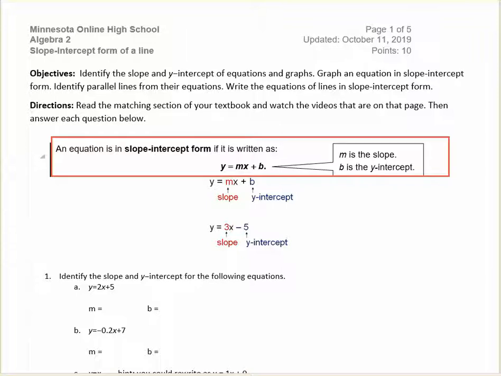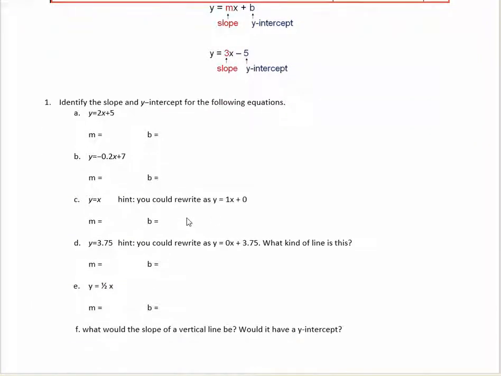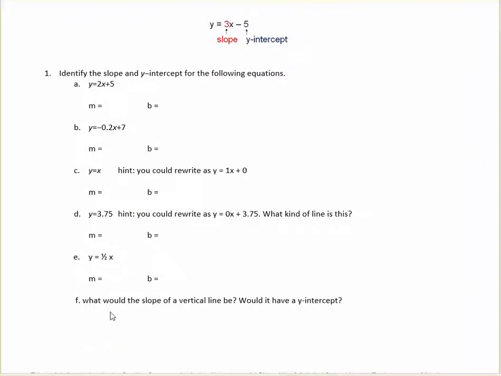So all you have to do in these first problems is figure out what is the slope and what is the y-intercept for these equations. Letter C might be a little bit tricky. It just says y equals x. But I wrote how you could rewrite it, and then you can identify the slope and the y-intercept. So sometimes the y-intercept is 0.